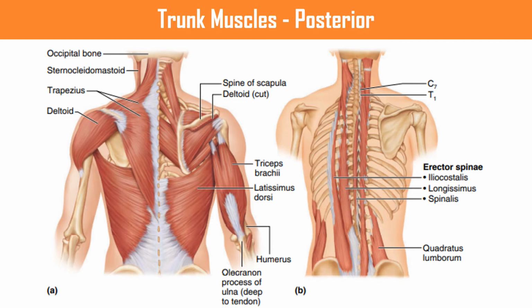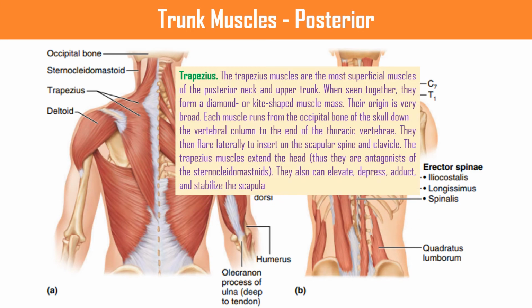Trunk muscles. Posterior trunk muscles. The first one is trapezius. Trapezius muscles are the most superficial muscles of the posterior neck and upper trunk. When seen together, they form a diamond or a kite-shaped muscle mass.